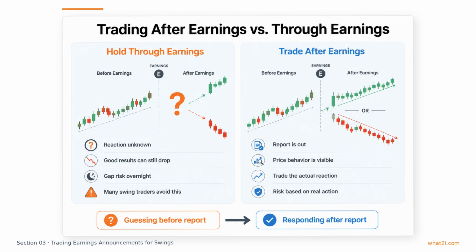Trading after the report is different because the information is already public and price behavior is visible. You are no longer guessing the news. You are responding to the market's response. That shift from prediction to observation is why post-earnings trading is often more manageable.